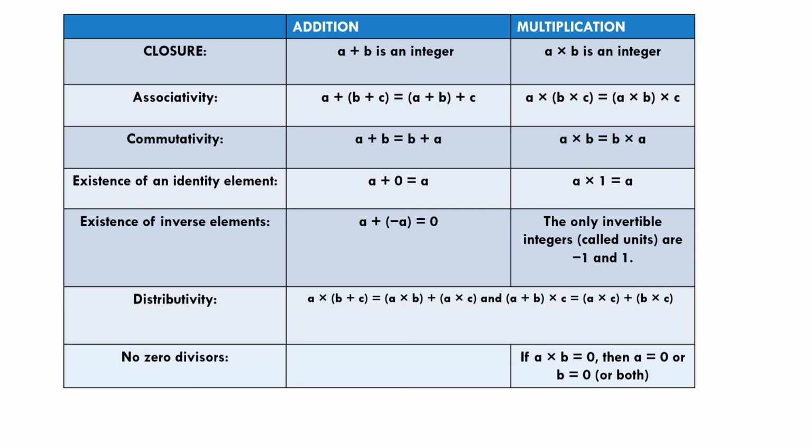We'll be learning about additive inverse in the next slide. And there's another property called no zero divisors, in which if a multiplied by b is equal to 0, then a is equal to 0 or b is equal to 0 or both a and b are 0.